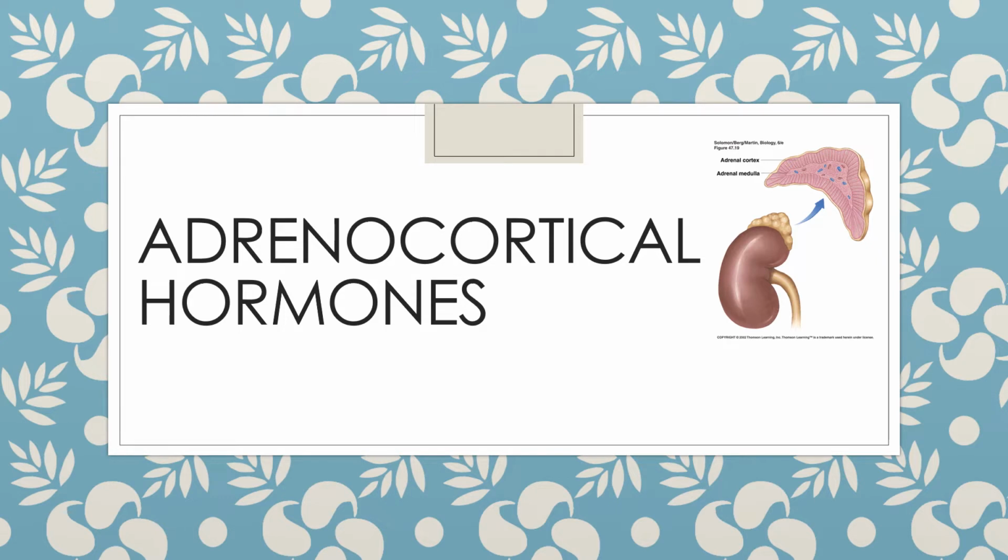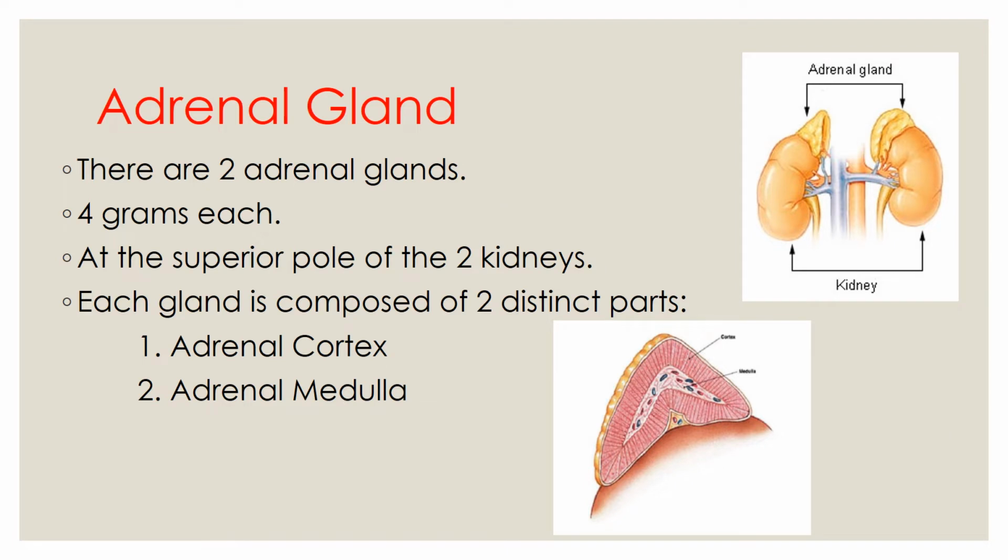Today's lecture will be about the adrenocortical hormones. Your recommended chapter in the Guyton textbook is chapter 78. As you already know, there are two adrenal glands, 4 grams each, and they are located at the superior pole of the kidneys.